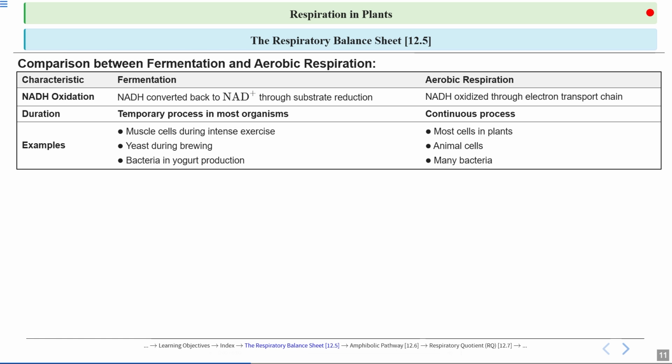If we look at some examples where these processes are taking place, fermentation takes place in muscle cells in animals during intense exercise. It also occurs in yeast during brewing, and it also occurs in bacteria in yogurt production. If we talk about aerobic respiration, it takes place in most cells in plants, like the majority of cells in plants. Aerobic respiration takes place in animal cells as well as many bacteria.